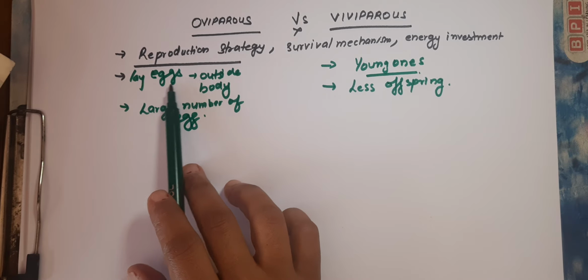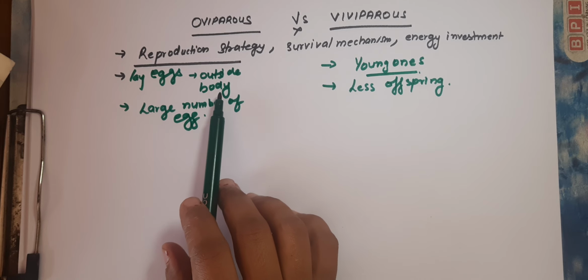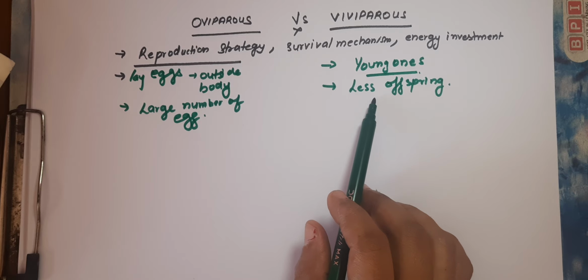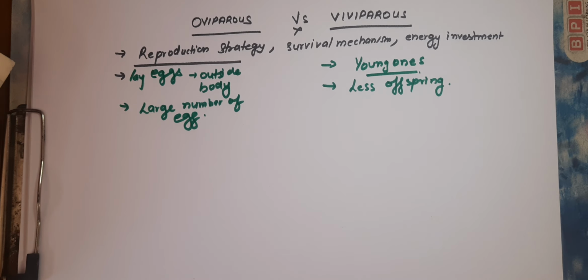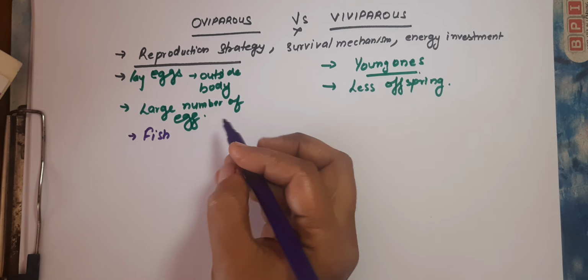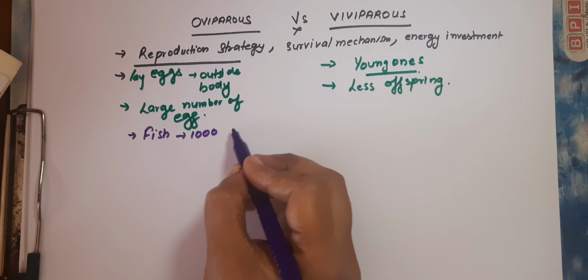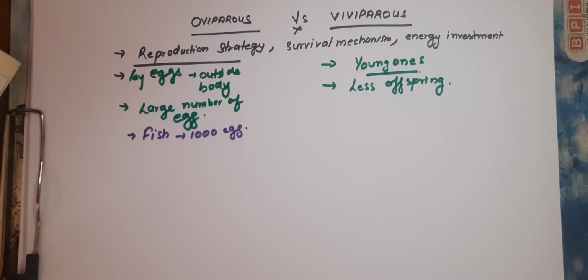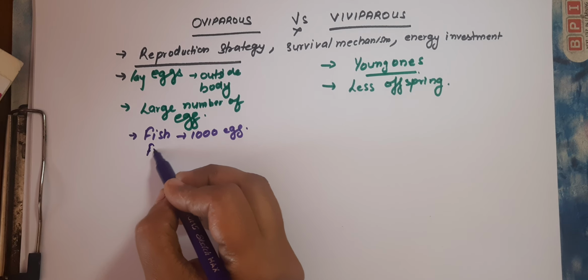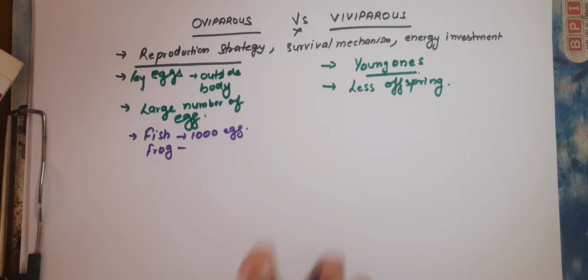While the oviparous will lay a large number of eggs and the development is outside the body, the viviparous will give rise to young ones, and these are fewer in number due to the energy investment. If you consider an example, students, you can take the example of fishes. They will lay thousands of eggs at one time, relying on the sheer number to ensure some offspring survive to adulthood. The same is observed in frogs also. They will lay hundreds of eggs in water, knowing that many will not survive.